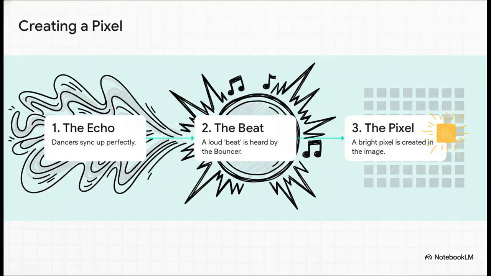And that's it. That's the whole secret. It's this simple. One, the dancers sync up perfectly to create that echo. Two, the bouncer hears a really loud beat at that exact moment. And three, the loudness of that beat directly translates to the brightness of a single pixel in the final image. That's it. The MRI machine just does this over and over and over again, thousands of times, to map out the entire dance floor, one bright, loud pixel at a time.